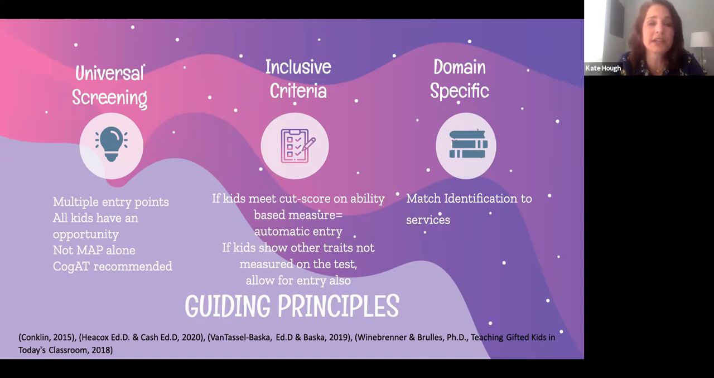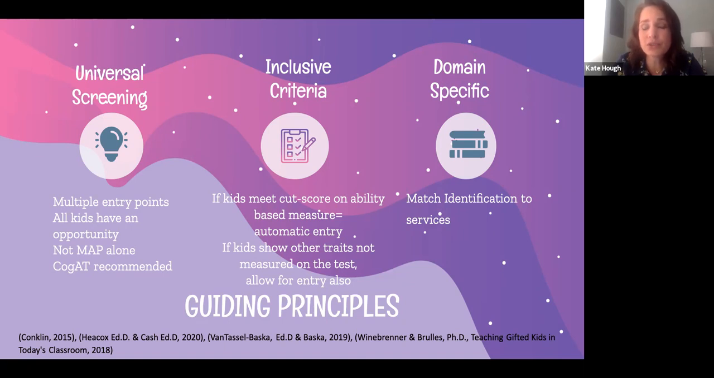So some of the key criteria that all of the latest research has outlined, and we've discussed again through the state of Nebraska, is universal screening. All students should have an opportunity to be included in the verification process, to be considered for HAL opportunities. It shouldn't be simply a MAP score alone, because the MAP test relies simply on your achievement score. Some students may not have had an opportunity to be exposed to certain skills and standards, and so we need to allow kids to show some ability level as well. Many districts use COGAT, while there are other tests that can also be recommended. You want to use inclusive criteria.